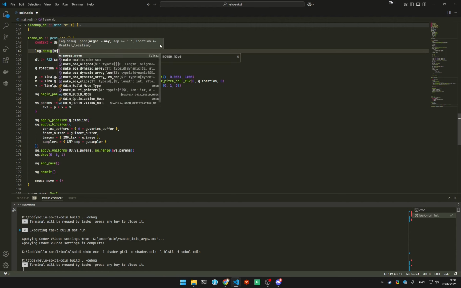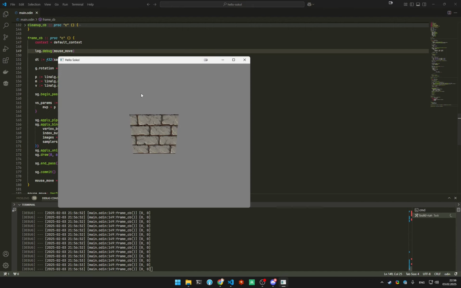And now we can actually do some logging to see if that works. So log debug, mouse move, you see it shows some values, very nice. And if we stop moving the mouse, it's 0.